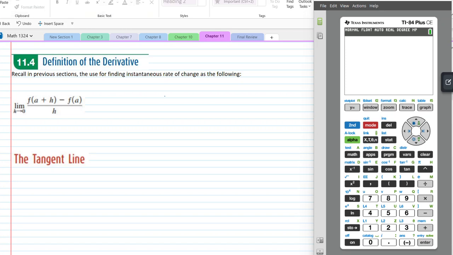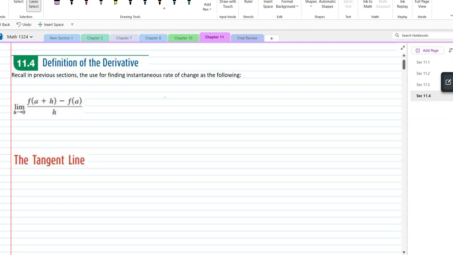Hey, we're finally here at the last section for Math 1324 for this course. The course is going to be on definitions of the derivative. So, what does the title imply? Okay, so let's look at that first. So the title says derivative.